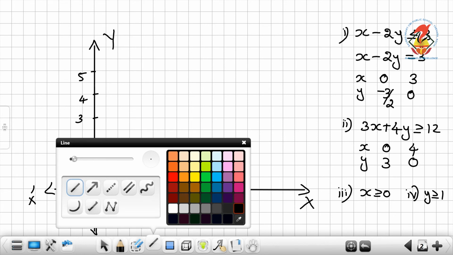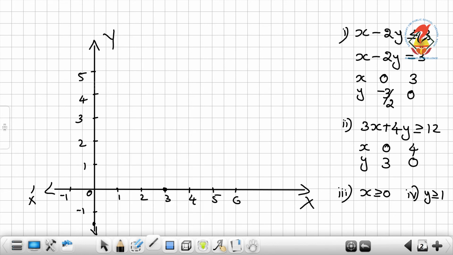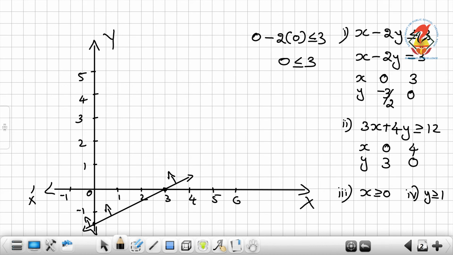Then draw the line through (3, 0) and this minus 1.5. So this is the line, the darkened line. Now where we shade, we can substitute the origin (0, 0) into the inequality: 0 less than or equal to 3. Is it correct? 0 less than or equal to 3. Correct. So towards the origin you have to shade.